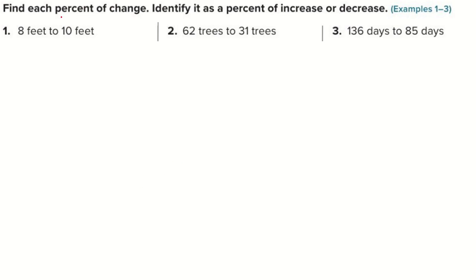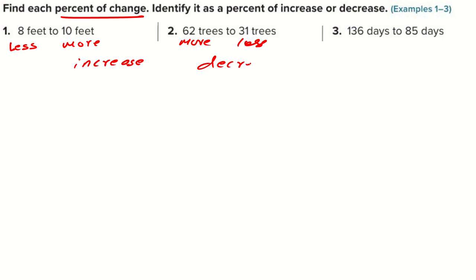Okay, now next is, find each percent of change. Now you see, this thing is very interesting here. Change. So if the first number is less and the second number is more, then definitely it is going to be an increase. Yes, and if the first number is more and the second number is less, then it will be a decrease. Okay, just remember this thing. Now how much is the change? So change you can find by 10 minus 8, which is equal to 2. So 2 is the change from what? 8.